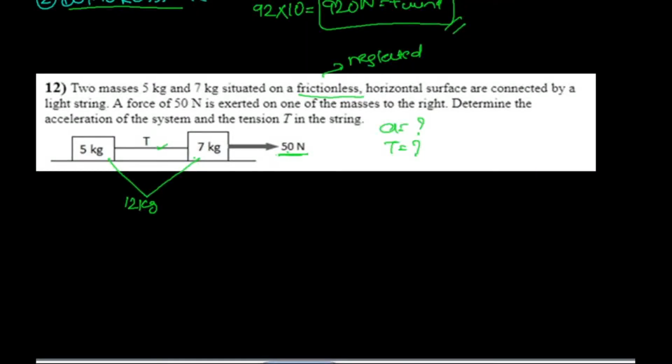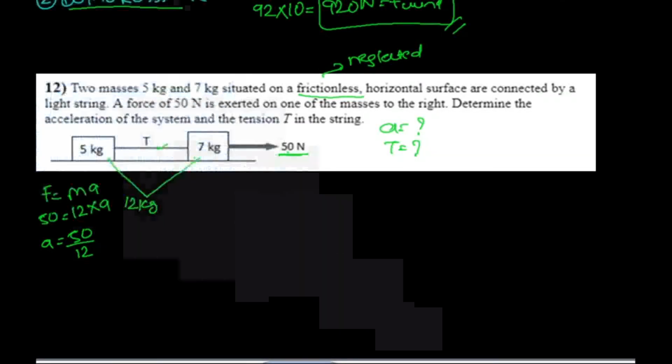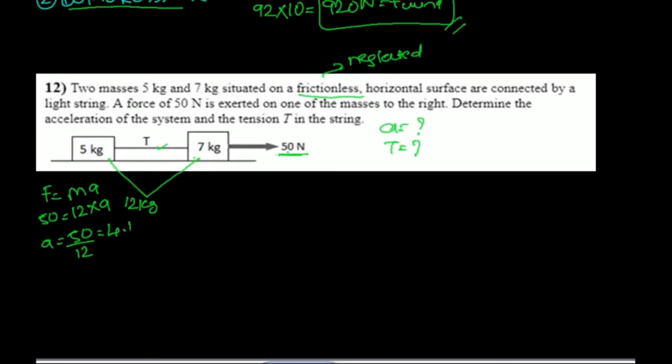So considering the equation F is equal to ma, the force is 50 Newton, the mass is 12 kg, acceleration is equal to what? A is equal to 50 by 12, and 50 by 12 is 4.16 meter per second square. This is the acceleration the whole system is experiencing, that is 4.16.